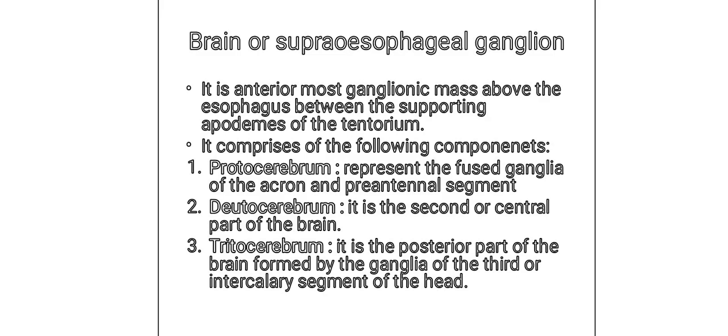Further, the deuterocerebrum forms the middle or central part of the brain, and it is second in line. As well, you will find the tritocerebrum, which forms the posterior most portion of the supraoccipital ganglion, and it is formed by the ganglia of the third, intercalary segment of the head.